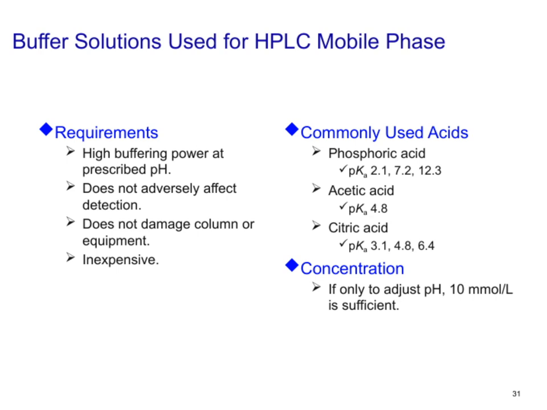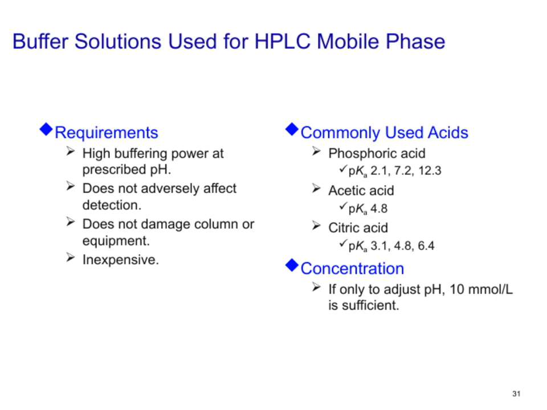Second, they shouldn't adversely affect detection methods, so they must be compatible with your detection system. Third, they must not damage the chromatography column or other equipment, which is crucial for maintaining system longevity. And finally, they should be inexpensive, making routine analyses more feasible in a typical laboratory setting.